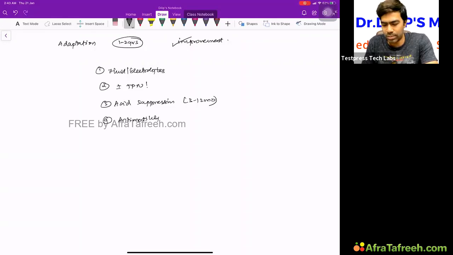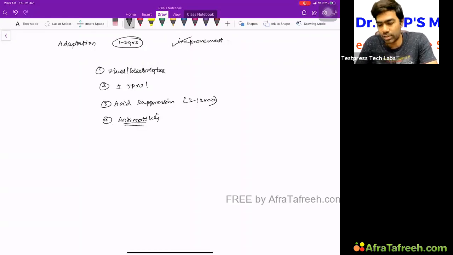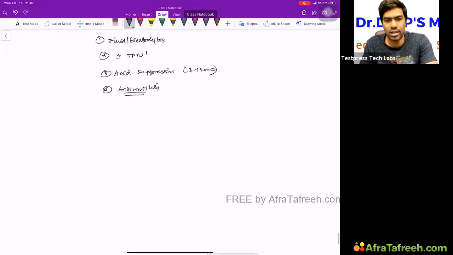Anti-motility drugs, especially drugs like loperamide and codeine. You might need to give them because the intestinal transit will be very fast, as you have a very short segment of bowel. The food takes a very short time to go from the proximal part of the intestine to the distal part if you have a very short bowel. So to reduce the motility, you need to give some anti-motility agents like loperamide or codeine.